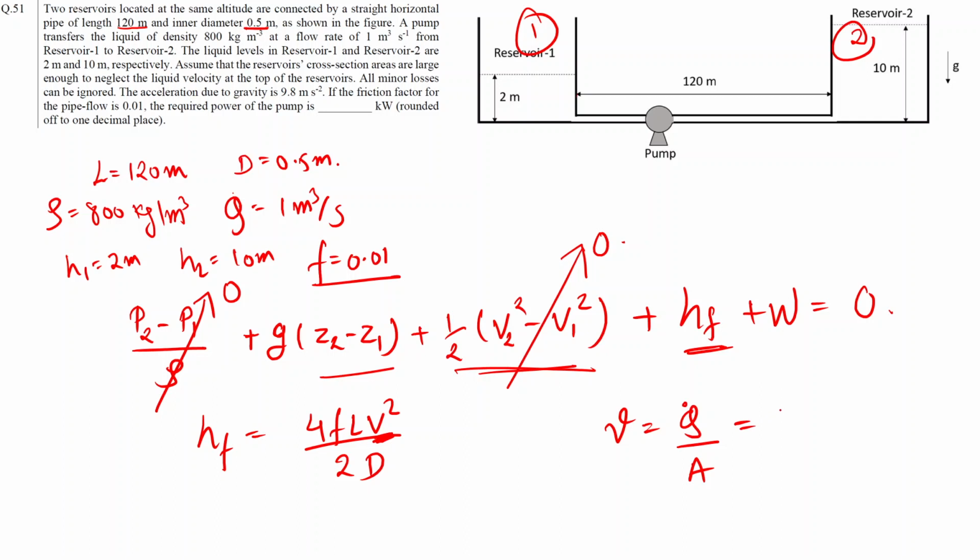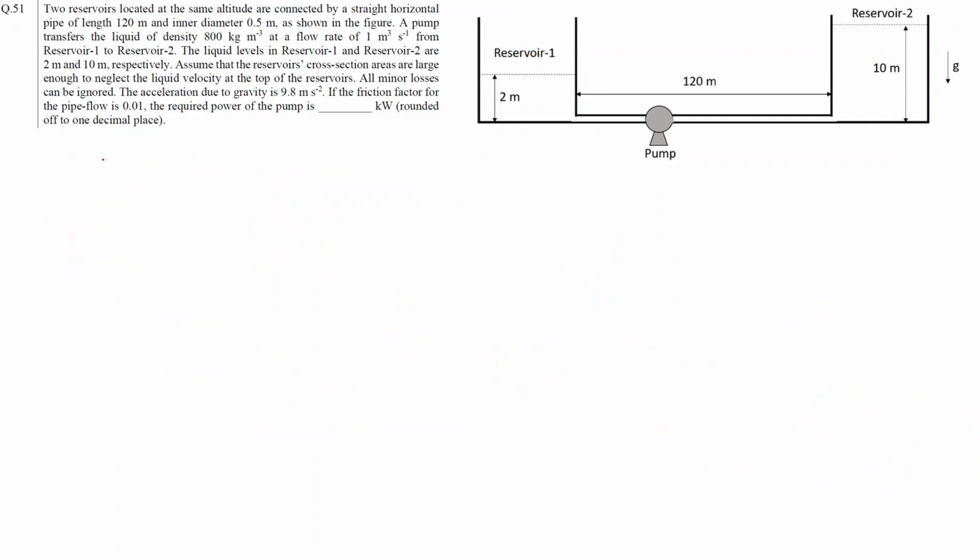So we can write this as 1 meter cube per second upon the cross section area of the pipe, which will be pi by 4 D square, diameter is 0.5 square. So this will come around 5.09 meter per second. So this is the average velocity, and based on that, we can calculate the friction loss. That is HF will be 4FLV square upon 2D.